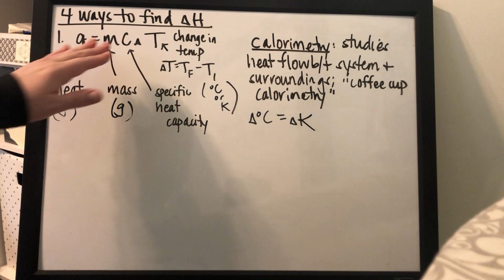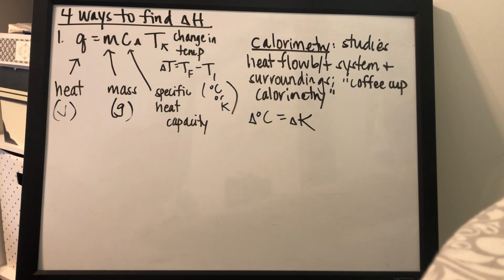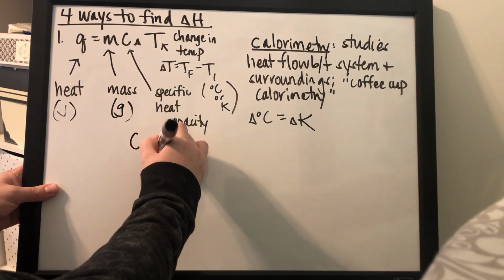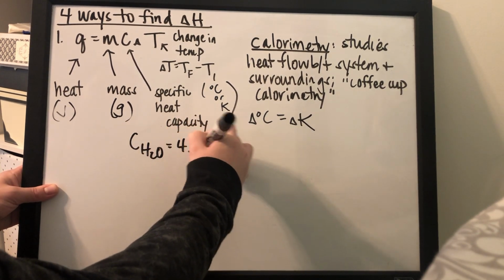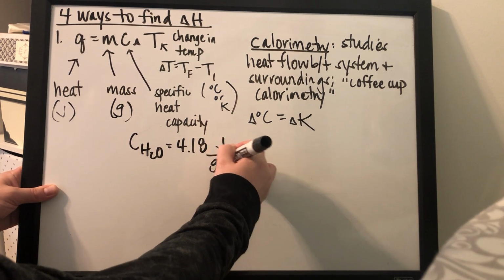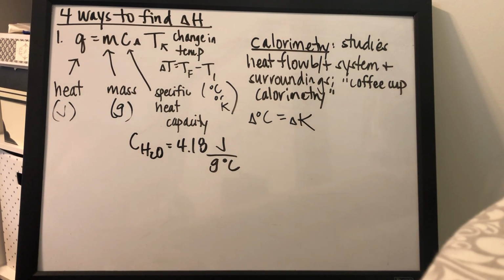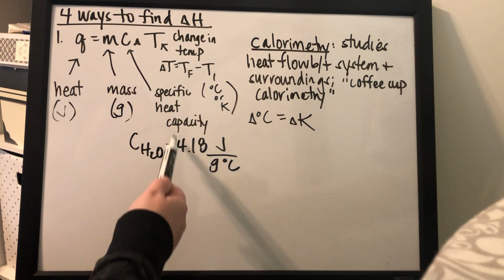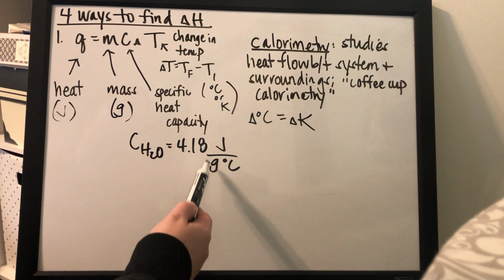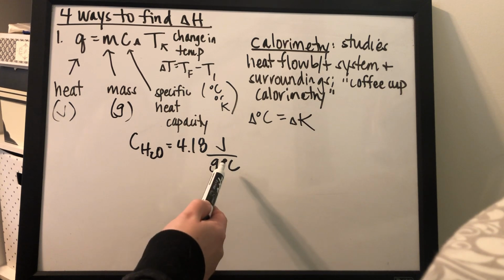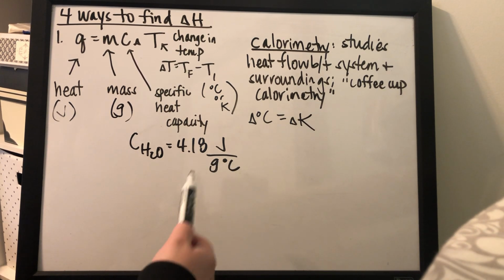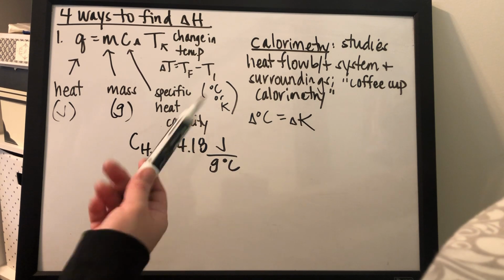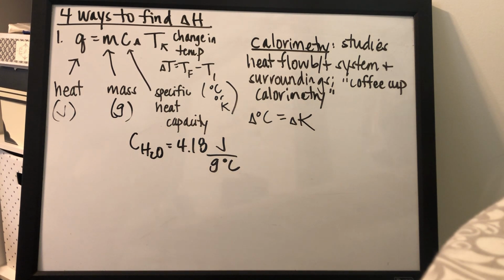And then of course we have C, which is the specific heat capacity. Most of the time that's for water. And so C of H2O is 4.18, and that has units of joules per gram degree Celsius. And basically specific heat capacity is defined as the amount of energy needed to raise 1 gram of water by 1 degree Celsius. So that's what specific heat capacity is.